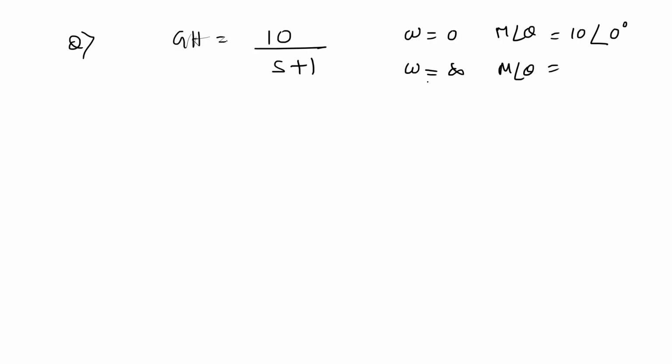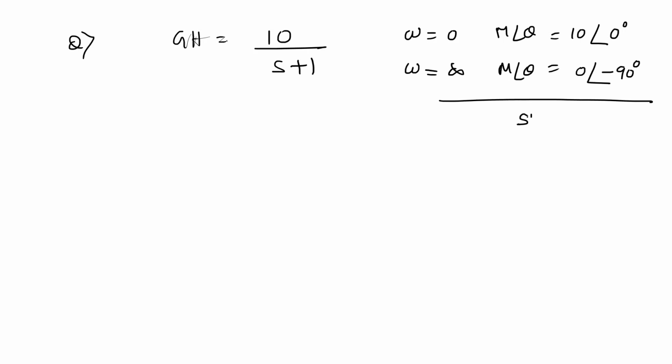So now at omega equal to infinity, if I put infinity in place of s, so 10 by infinity is equal to 0. So amplitude we got 0. But what is the angle? Angle is contributed by the number of poles and zeros. So not origin, it's total number of poles and zeros. So here in this question only one pole is present, so minus 90 degree.